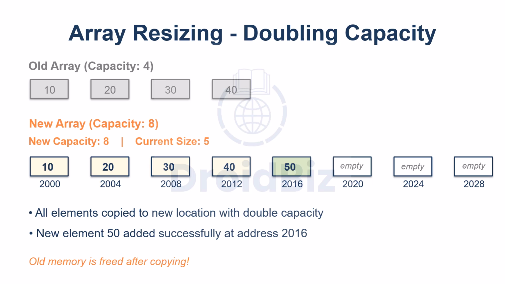First, all the existing elements are copied from the old array to the new array. You can see values 10, 20, 30, and 40 are now in the new memory locations, highlighted in light yellow to show they were copied. Then, the new element 50 is added successfully at address 2016, shown in light green. The new array now has room for 3 more elements before needing to resize again. After this copying process is complete, the old memory at addresses 1000 through 1012 is freed and returned to the system. This automatic resizing process is what makes dynamic arrays so flexible and powerful for handling growing data.